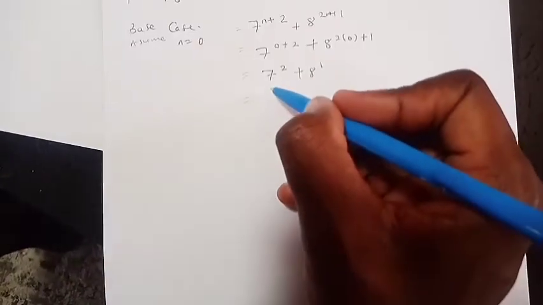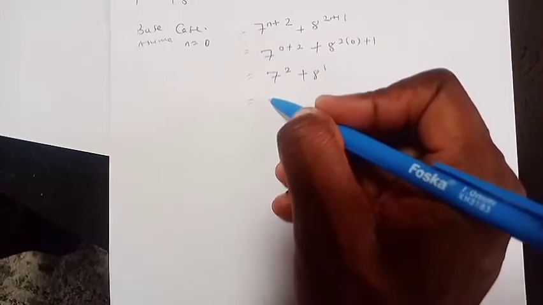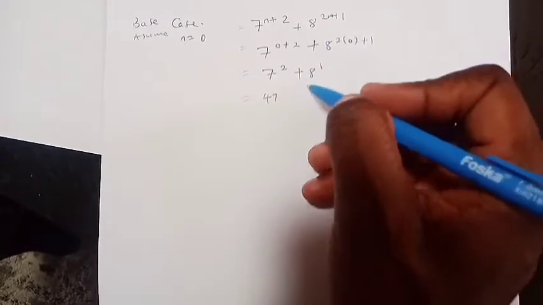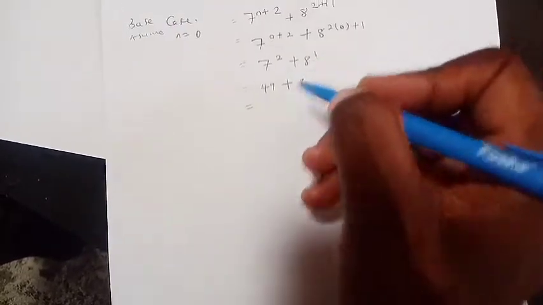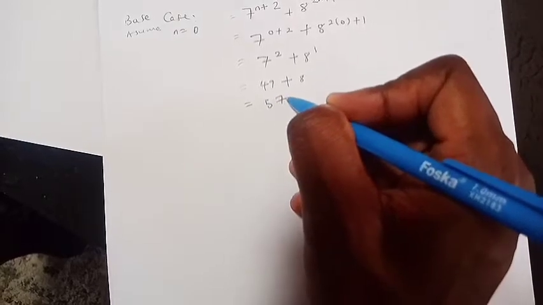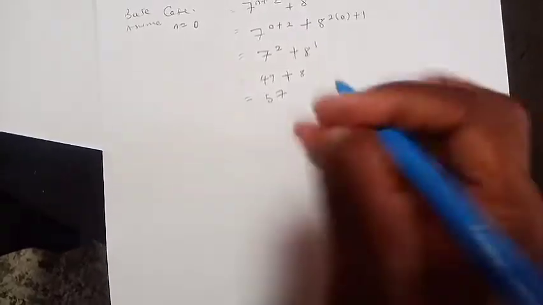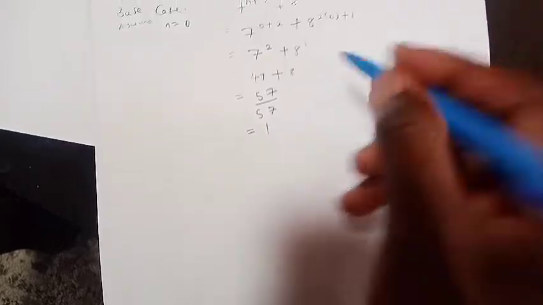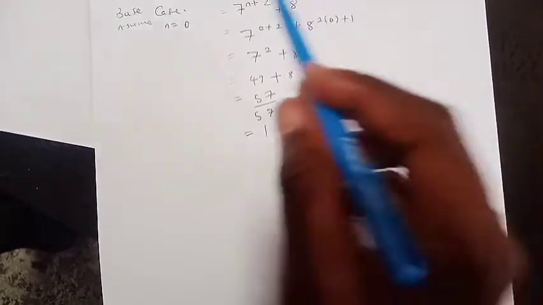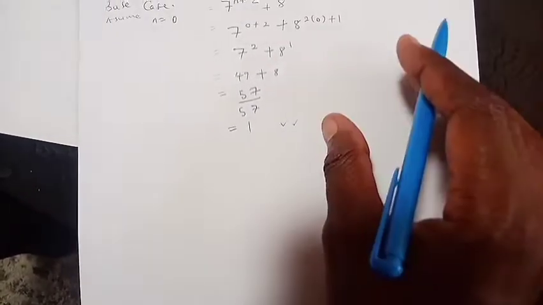Next we evaluate. 7 to the power of 2 is 7 times 7, giving us 49. 8 to the power of 1 is 8. 49 plus 8 gives us 57. Now, if we divide this expression by 57, it is true that the expression is divisible by 57. So for this base case, we have indeed proven that it's true.